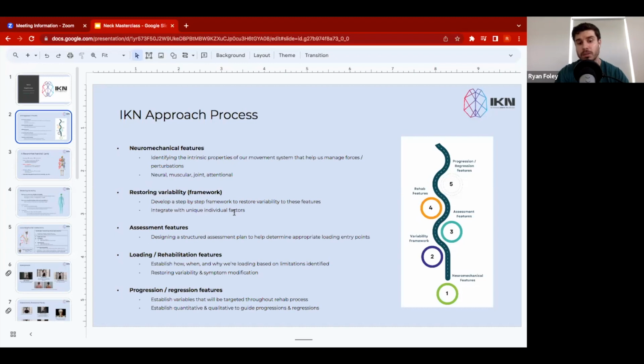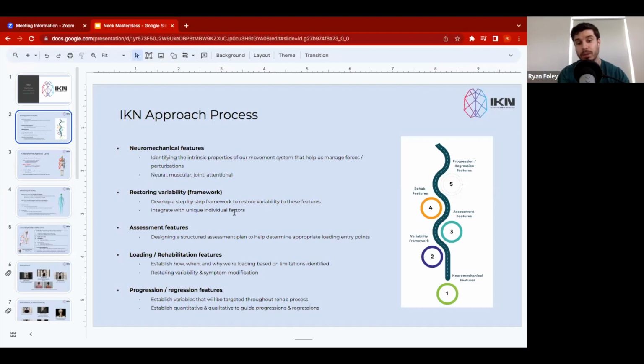And then we work into some assessment features. So how do we design a structured assessment plan to identify the current capacities that the client has access to? And that will help us determine the appropriate entry points to loading. Okay. And then we go through some loading rehabilitation features to establish how, when, and why we're loading based on the limitations that we've identified during the assessment process.